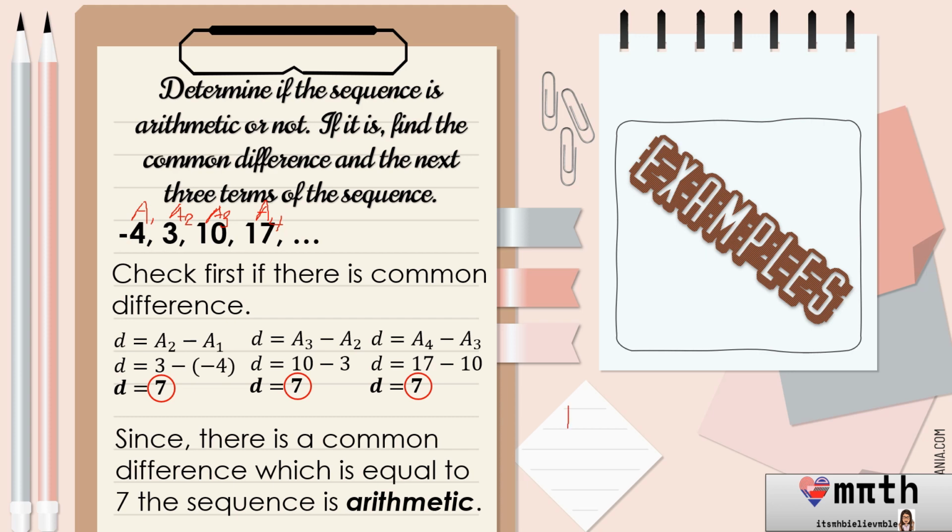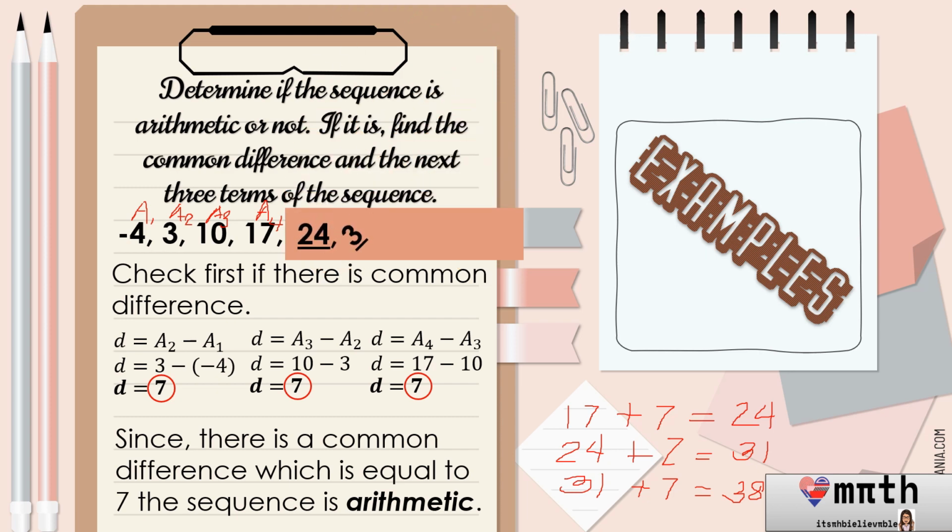So let us try. 17 plus 7, that will be 24. Then, 24 plus 7, that is 31, and 31 plus 7 is equal to 38. So therefore, the next 3 terms of this sequence are 24, 31, and 38.